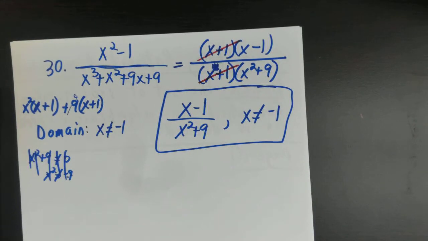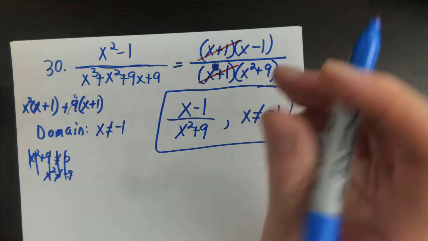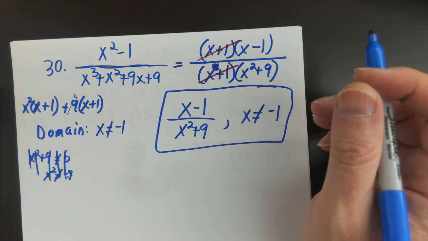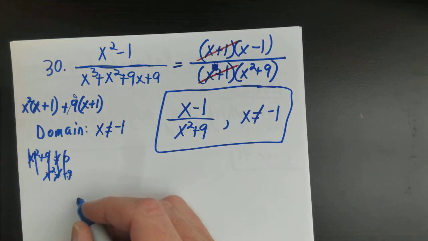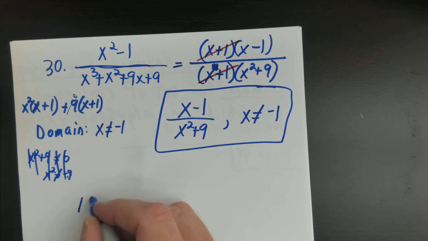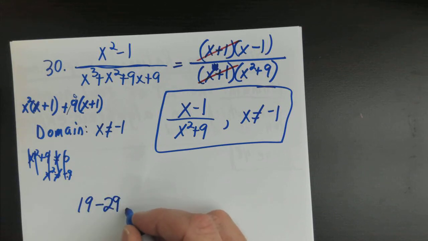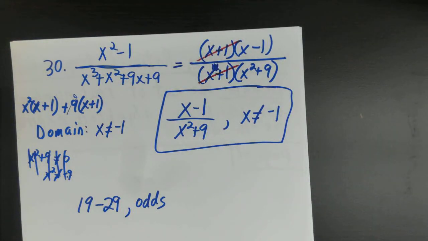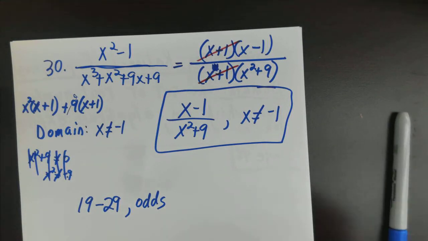All right. Now, for this part, I would like for you to do numbers 19 through 29, but only the odds. All right, so I gave you 5 through 15 odds, and now I'm giving you 19 through 29 odds.